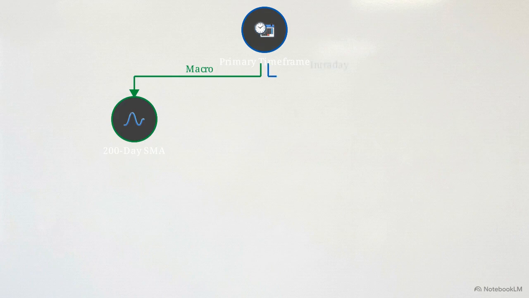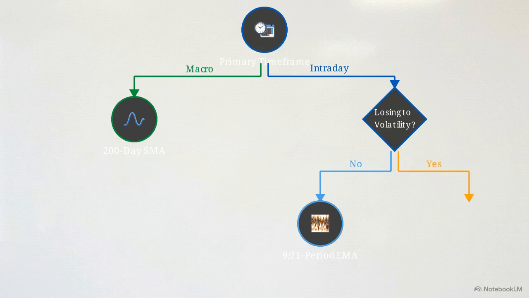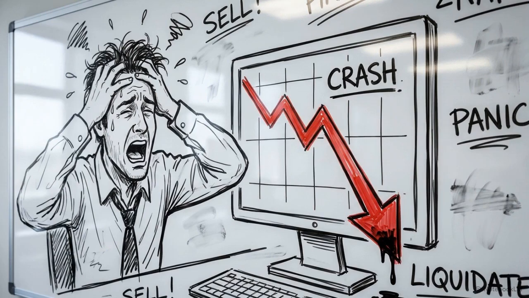If you trade intraday, you have to ask yourself a secondary question. Are you currently losing capital to fakeouts and volatility? If the answer is no, and you are an aggressive day trader who needs speed above all else, drop a 9 or 21 period EMA on your chart to capture those rapid intraday swings. But if the answer is yes, and you're suffering from whipsaw fatigue, you need to upgrade to the TRIX. It will literally force you to practice operational patience. Using an indicator optimized for a trading style you don't actually practice leads to rapid capital loss.